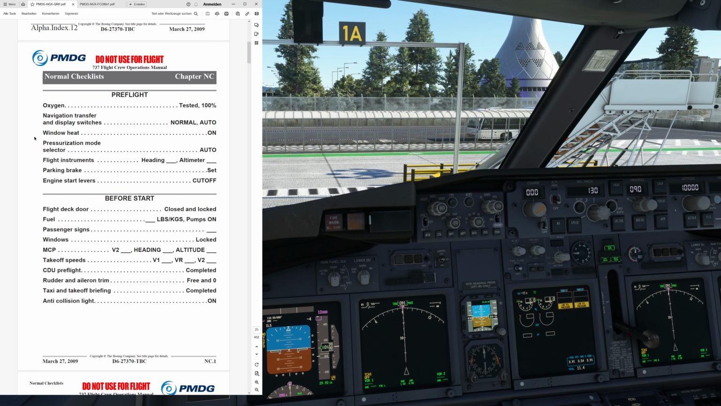So, for example, going over the pre-flight checklist, oxygen tested 100%. Very important check, because if decompression happens, that oxygen needs to be working or you're dead. Simple as that. Navigation, transfer, and display switches, normal and auto. Very important to ensure that the airplane is behaving the way it's supposed to.